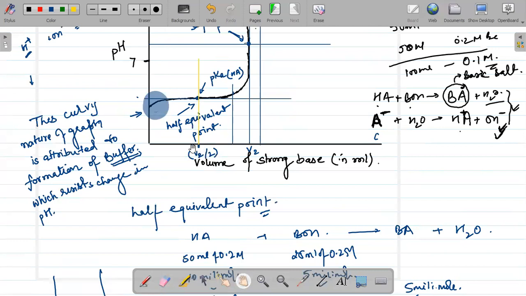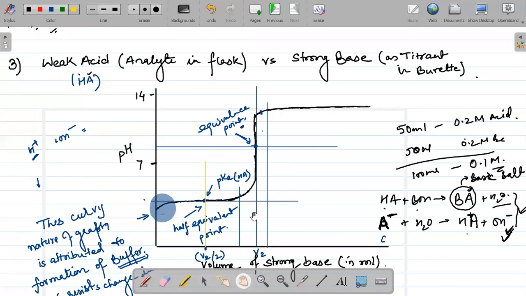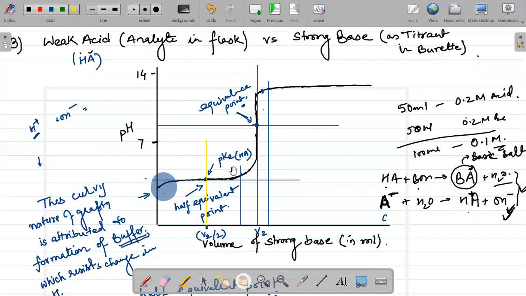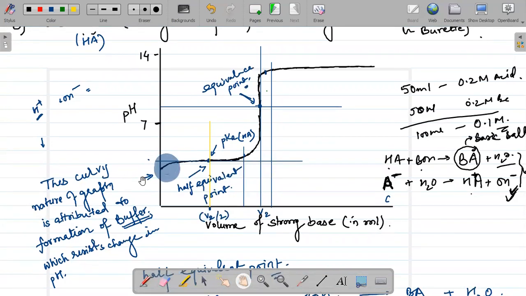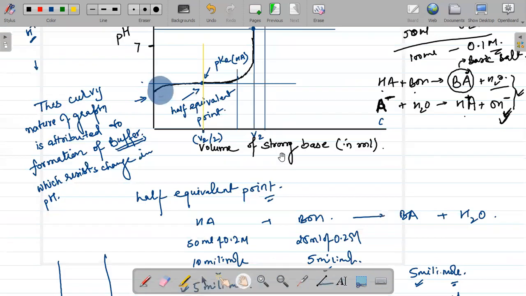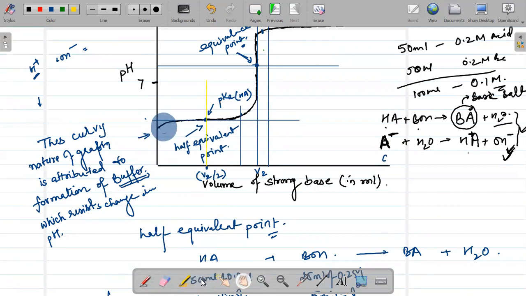Yes, sir. Noting this V2 by 2, or finding the half equivalent point, can help us in order to find the pKa of the weak acid as well. So that is the extra benefit which we are deriving out of this sort of titrations. ठीक है, प्लस यहाँ से यहाँ तक the solution is going to behave as a buffer solution. Okay, and buffer capacity सबसे ज्यादा maximum कहाँ रहेगी? It is going to be somewhere close to this.